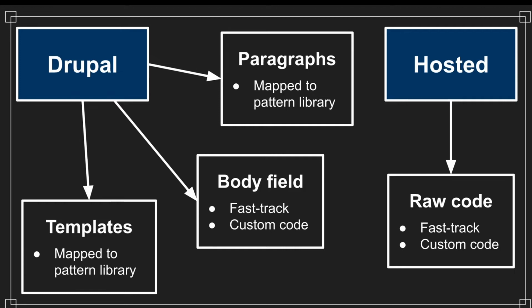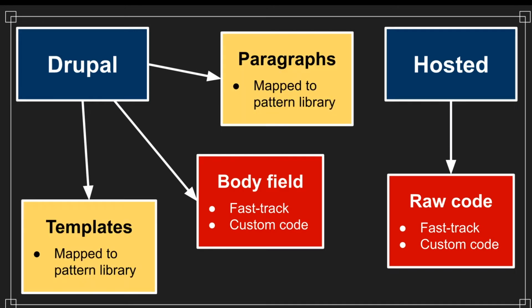So I just want to show a little visual here. You can see red being our high risk and yellow being our medium risk, but still risky, right? Like maintaining that pattern library, getting that mapped into Drupal, it's not a quick path. And those quick paths are not very maintainable. So what do we do?